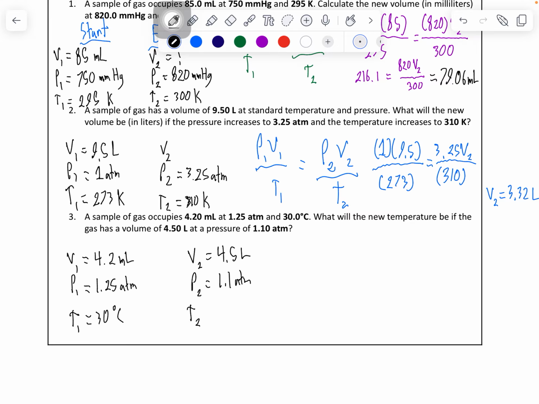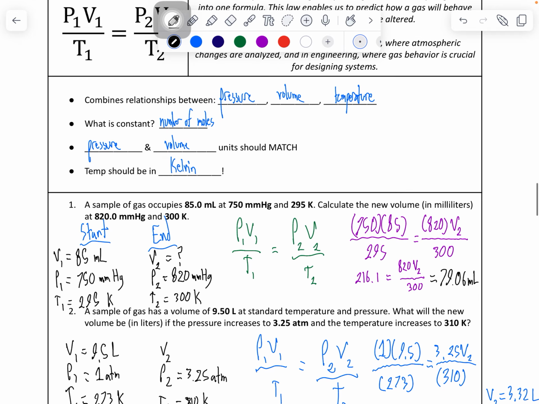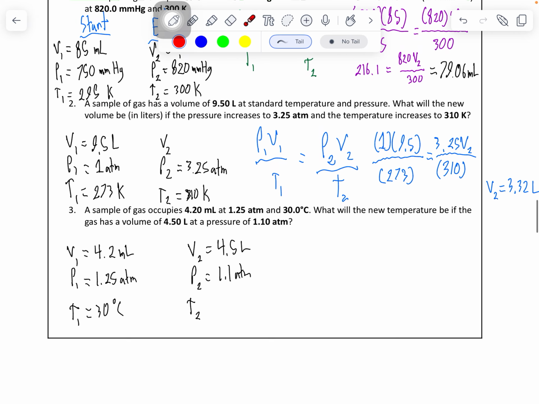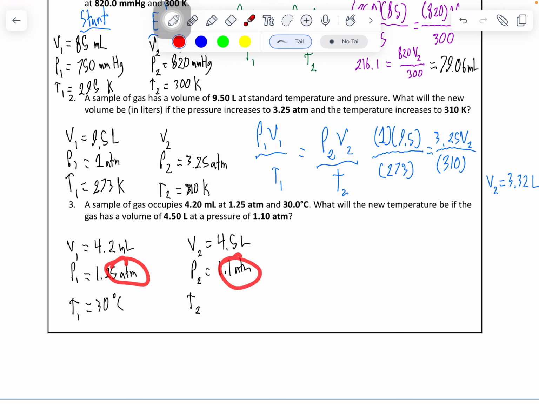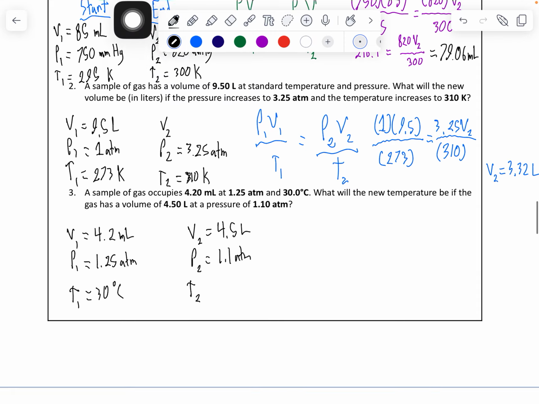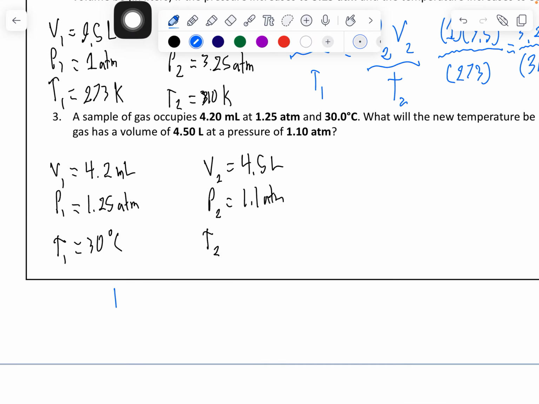Okay, few things should go off in our head. Let's look at our rules. Temperature needs to be in Kelvin. Units of pressure and volume need to match. Well, pressure is fine. They're both in atmospheres. What is not fine is our volume. We have on one side milliliters, on the other liters. It doesn't matter what unit you actually use. It just matters that they both match. Recall from last unit, 1,000 milliliters is 1 liter. You'll have to do some unit conversion.